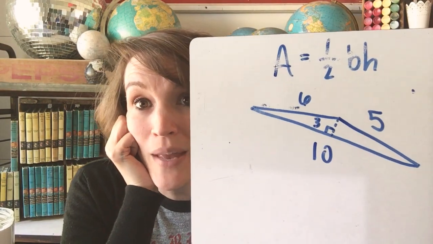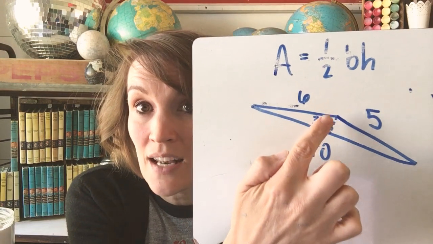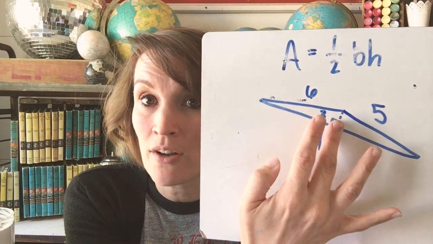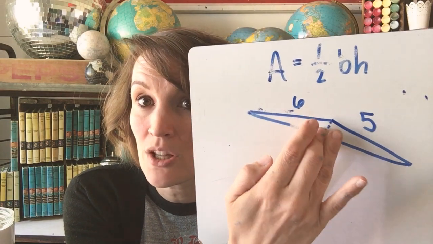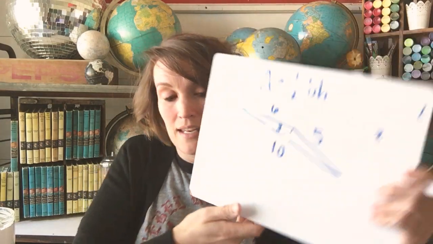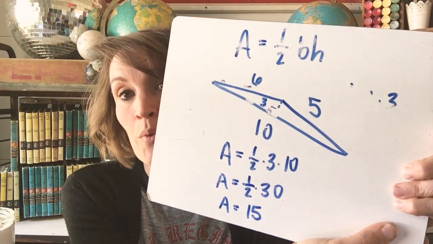So how do I know who the base and height are? The number from the top to the bottom is the height. But the quick way to find it is find that right angle, and the ones that are connected to the right angle are the base and the height. So 3 and 10 are important here. So area is equal to 1/2 times 3 times 10. 3 times 10 is 30. 1/2 times 30 is the same thing as 30 divided by 2, which is 15. There's all my work worked out.